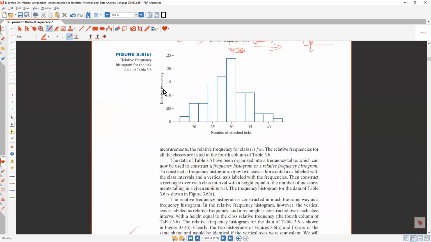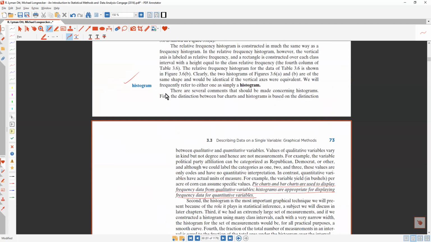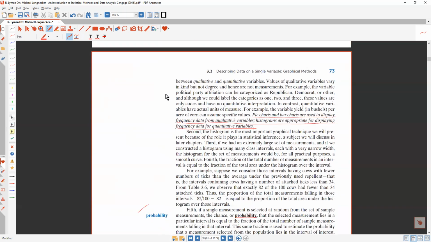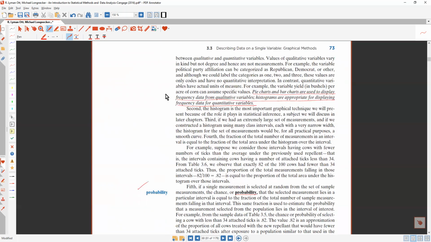Here's a relative frequency histogram for the tick data that we just looked at. And in the histogram, we said bars touching in general implies continuity. Pie charts and bar graphs are used to display frequency data from qualitative variables. Histograms are appropriate for displaying frequency data for quantitative variables. That's a useful distinction to make between those bar graph and histogram ideas.